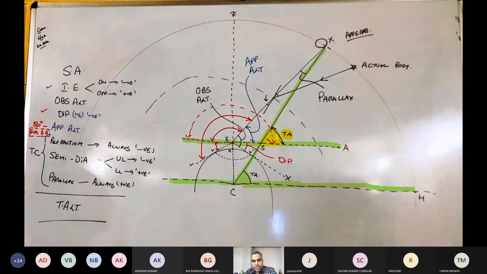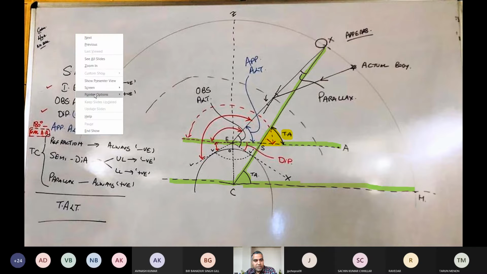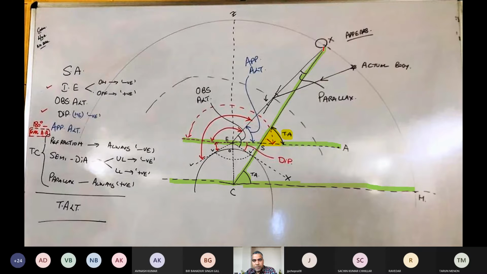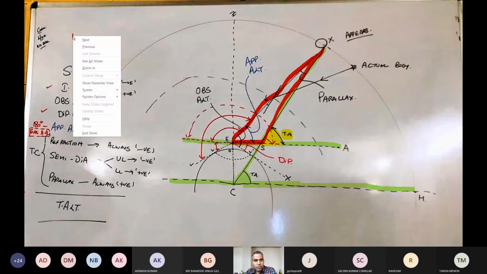Now this yellow angle, if you see, is the exterior angle of triangle XES. Let me mark this triangle. This is the triangle I'm talking about, XES. The yellow angle which we want to find out is the exterior angle of this triangle. Now, geometry says exterior angle of a triangle should be equal to the sum of interior opposite angles. So what are these two opposite angles? Let's mark them.